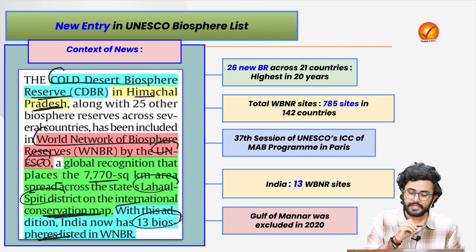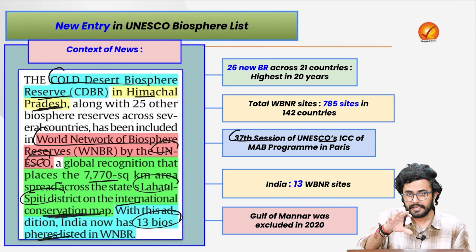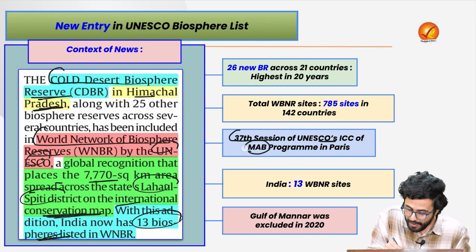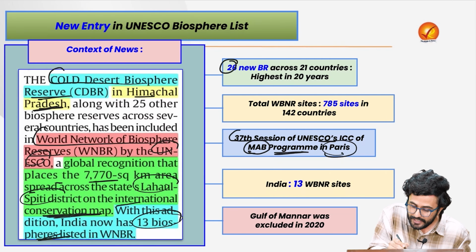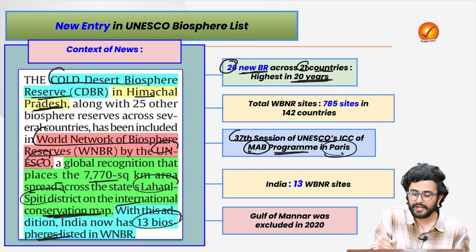In this meeting, the 37th session of UNESCO's International Coordinating Council of the Man and Biosphere Programme, the meeting took place in Paris. 26 new biosphere reserves across 21 countries were added, and that is the highest in 20 years.